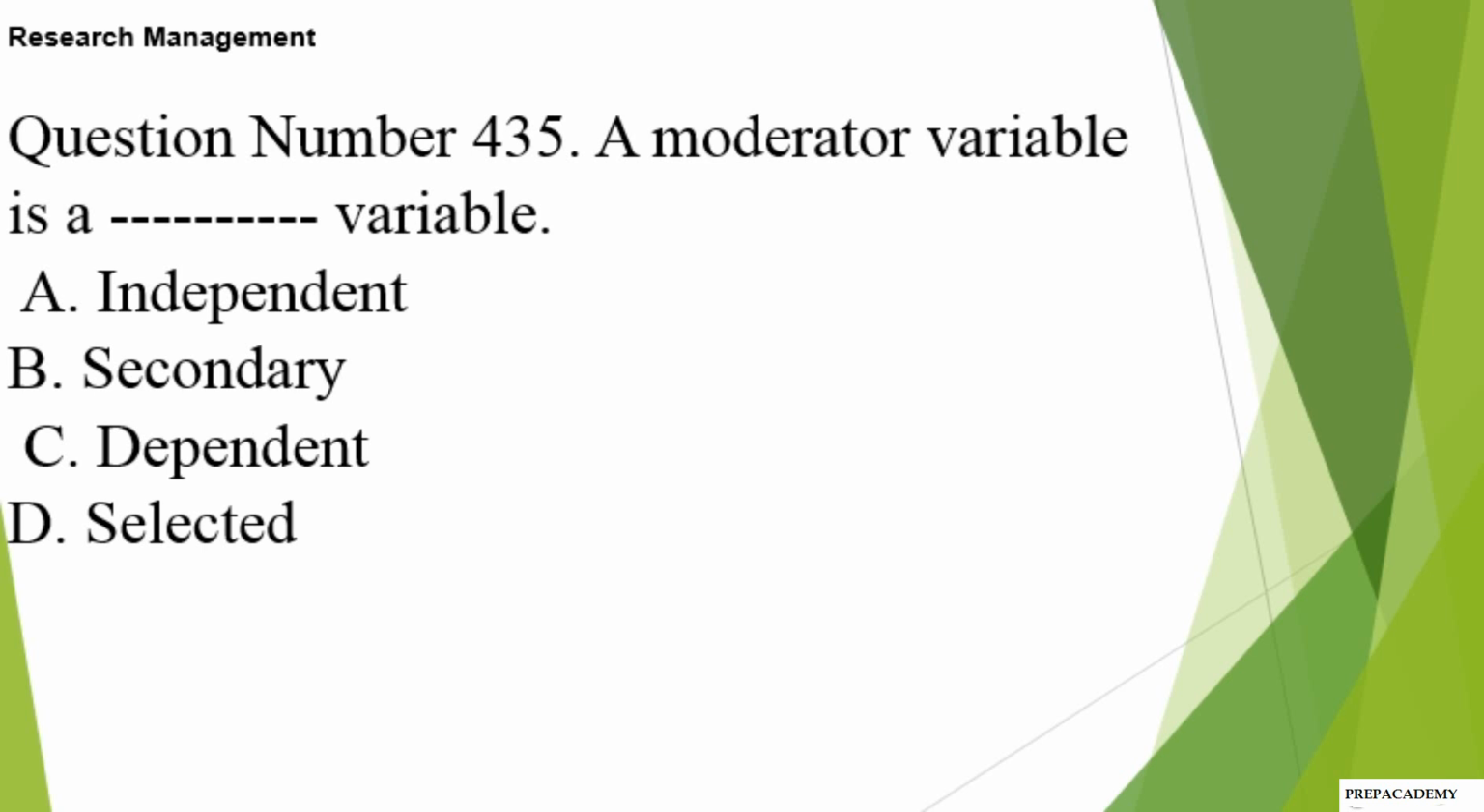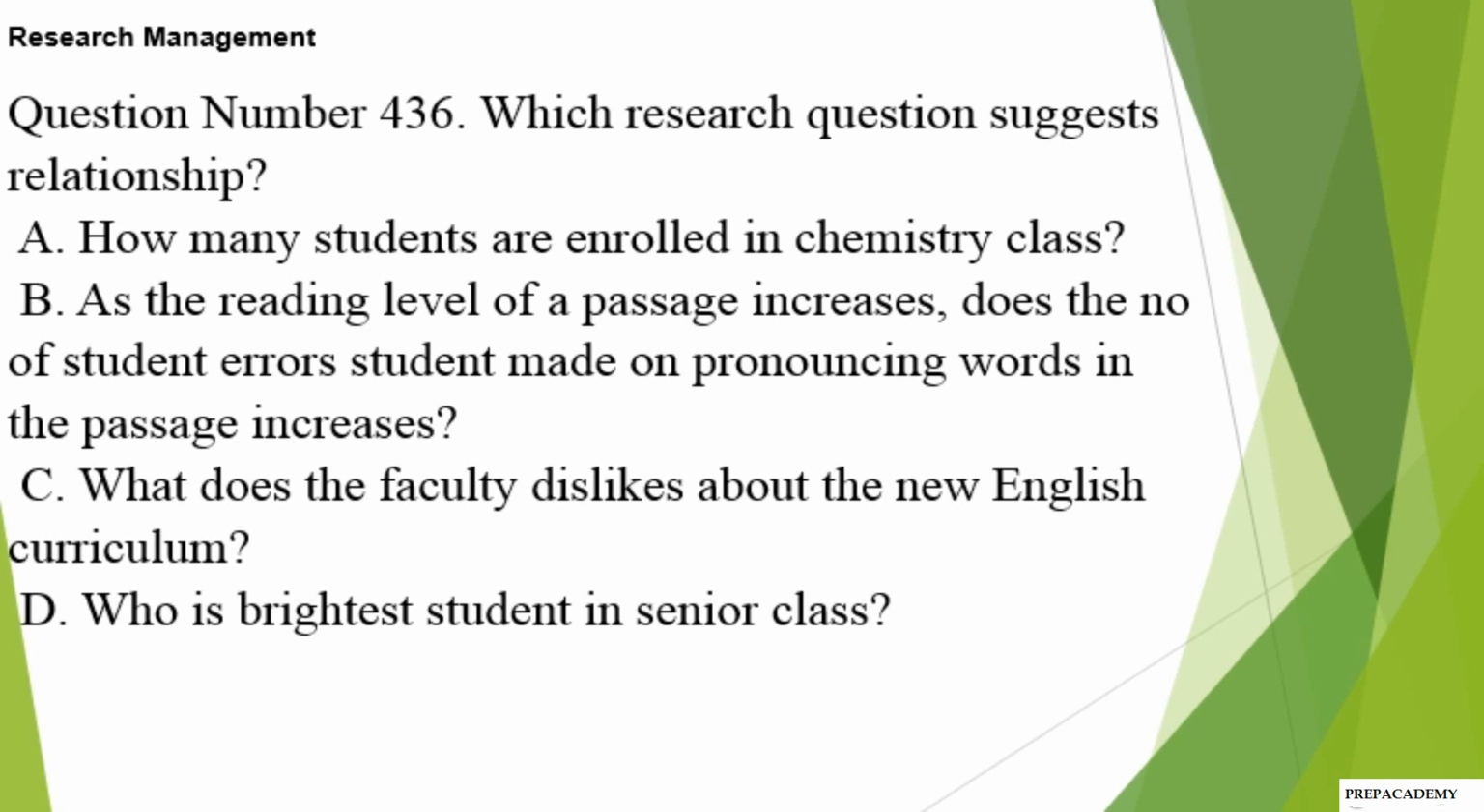Variable? A. Independent, B. Secondary, C. Dependent, D. Selected. The correct answer is option B. Secondary. Question number 436. Which research question suggests relationship?